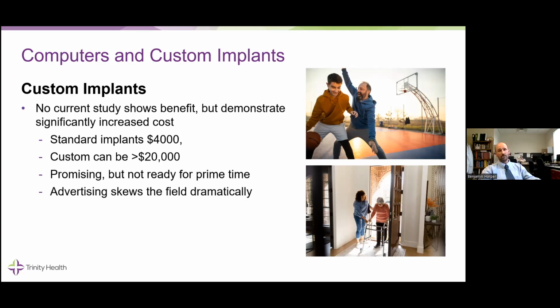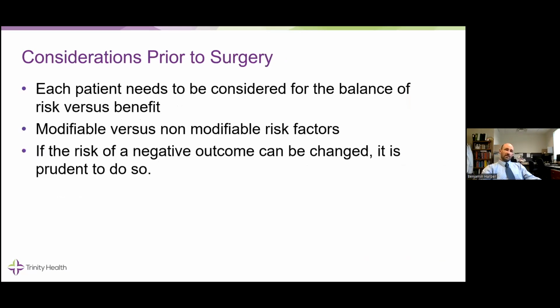Advertising also with these, it's worth noting there's big dollars at play here and they're investing a lot in advertising as well. Considerations for surgery. So that's off my soapbox for a bit.